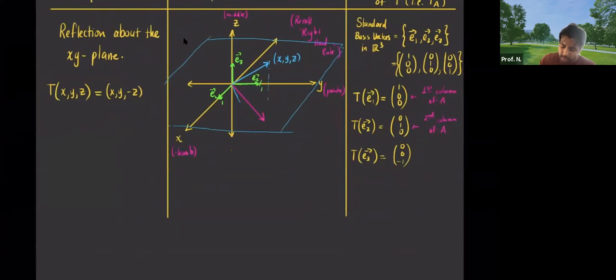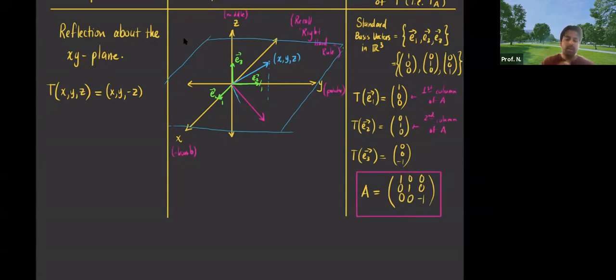So then what's going to be my associated matrix to the operator T, which is a reflection about the XY plane? I would have this: 1, 0, 0; 0, 1, 0; 0, 0, negative 1. So this is my reflection matrix in R3 that reflects my vectors through the XY plane. And of course, this idea is extended, correct?